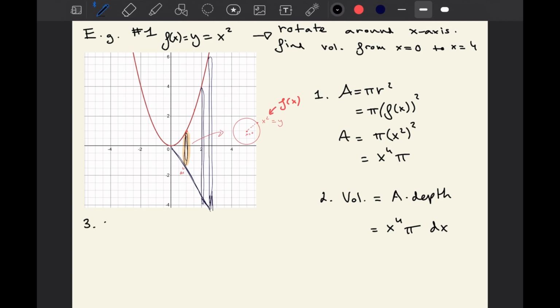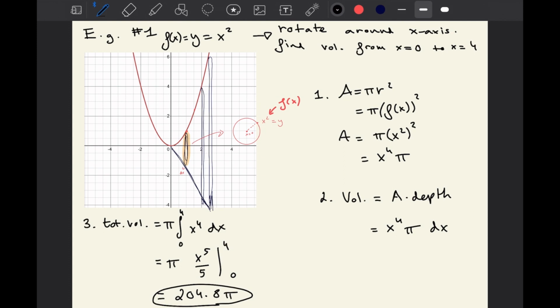Lastly, our total volume is going to equal the sum of all of these depths from 0 to 4, like specified over here, of x to the power of 4 times pi dx. We can take this pi out because it's just a factor and it's easier to work this way. This is going to be our expression. If we solve this, we have pi times x to the power of 5 over 5 from 4 to 0. We end up getting 204.8 pi. This is going to be our volume for this case.